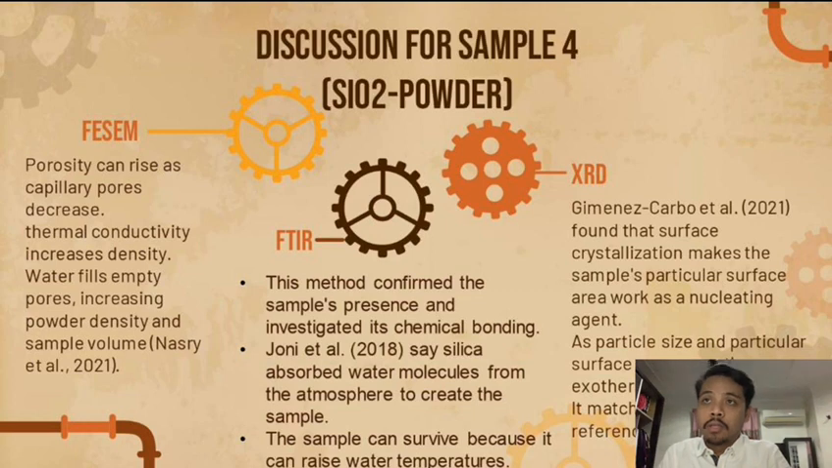The last one is about XRD. So this one is from article. Jimenez Carbo found that surface crystallization makes the sample particular surface area work as a nucleating agent. Then as particle size and particular surface area go, the exothermic peak lowers, and this one it match the 0107C and 0941 difference for the sample.